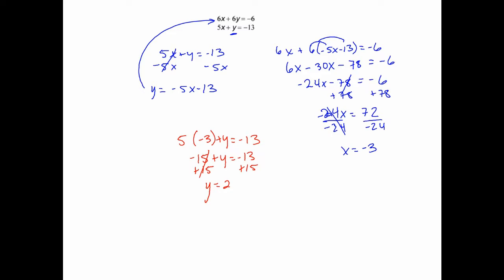And remember how to write your answer. You're always going to write it as a coordinate, negative 3 comma 2. X, y. X and y. And remember, plug it back in. So negative 3, so that would be negative 15 here. Plus 2 equals negative 13. That's good. And then negative 3 times 6, that's negative 18. And then 6 times 2, so that's going to be plus 12. That's negative 6. That one also works. Perfect.